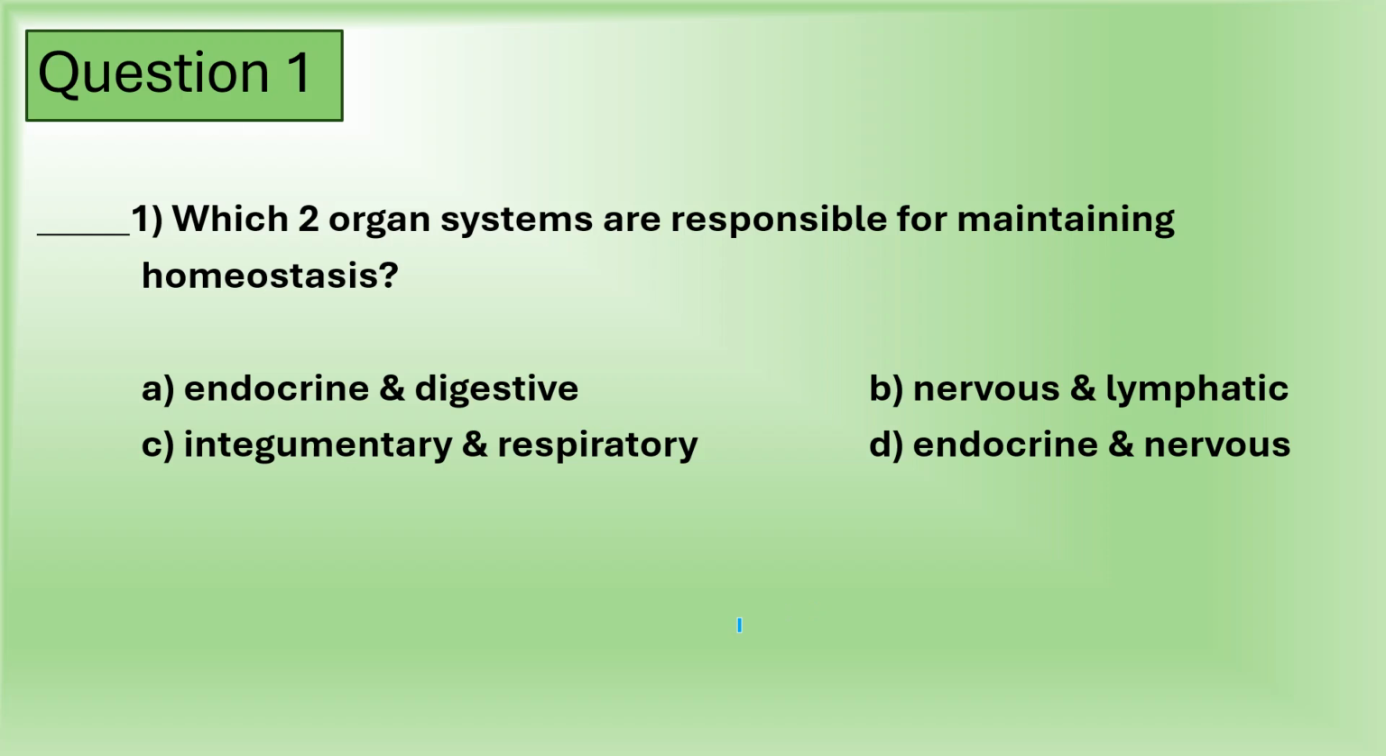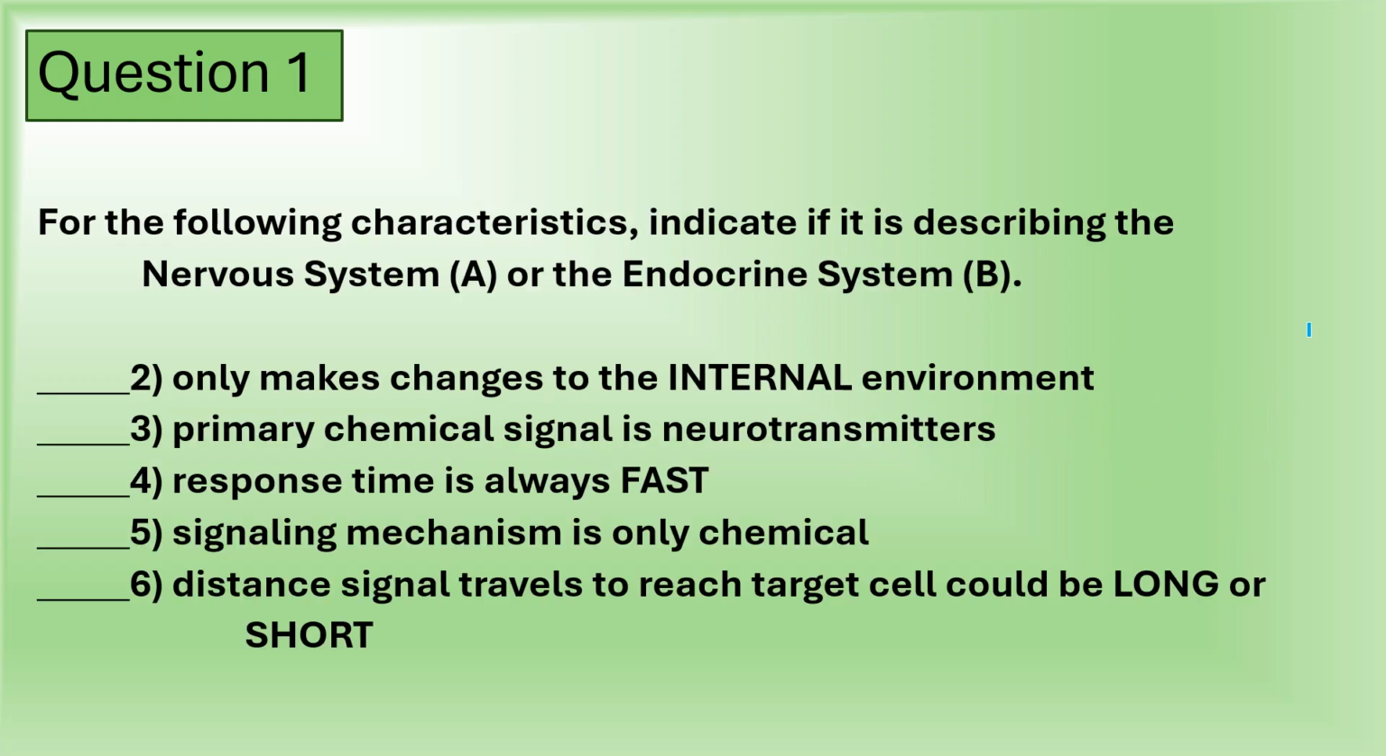Which two organ systems are responsible for maintaining homeostasis? And if you picked D, endocrine and nervous, you would be correct. Next question. That should say question. It's still set 1, but it's 2, 3, 4, 5, and 6.